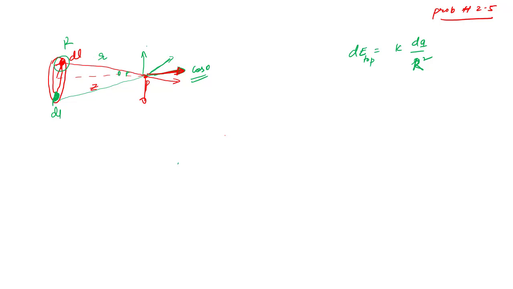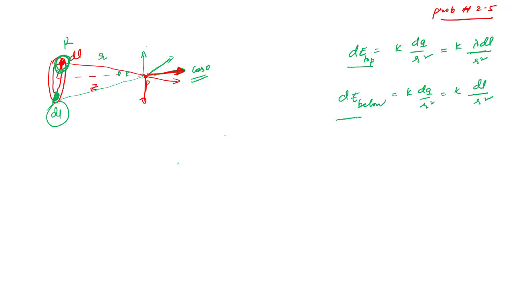So then I have here 2 r square, right? So the field coming from this top is k dq by r square, and dq is nothing but lambda dl again, where lambda is the charge density and dl is the length, by r square. Similarly, from dE below, you would have a similar thing, k dq by r square, right? That would also be k lambda dl by r square, but these are top and bottom.